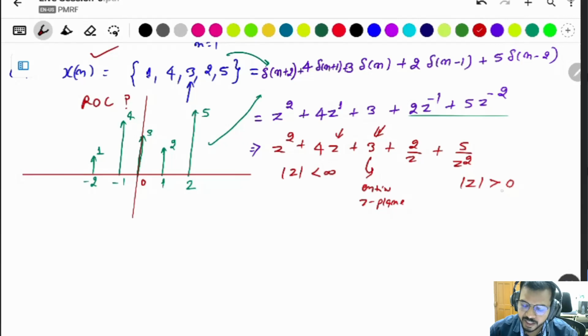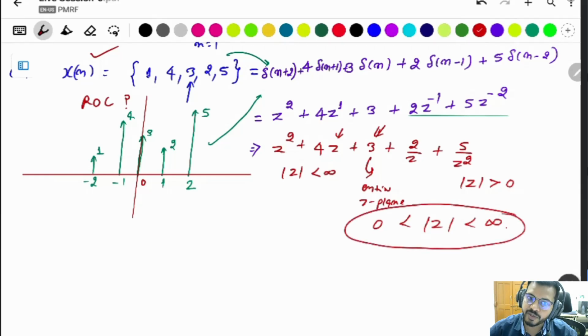It's the same thing here also. So it will be greater than 0, not equal to 0. That's why the ROC of the whole function will be greater than 0 and less than infinity. In between them we can put in all the values. This function will be summable, absolutely summable. Then this z transform will be perfect. Okay.